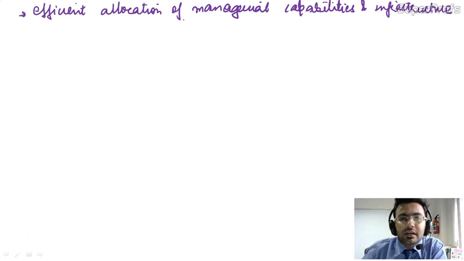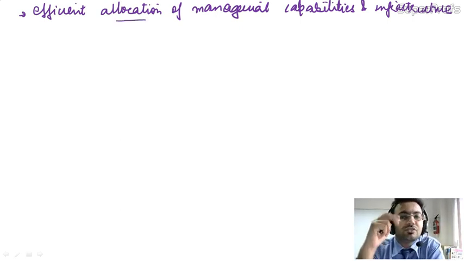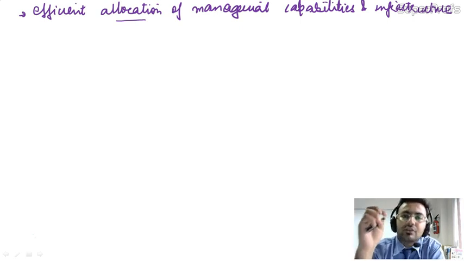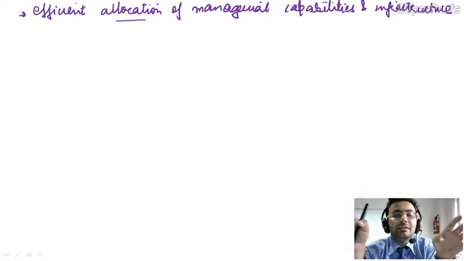So such kind of allocation of managerial capabilities: an Indian company which is a master of human resource has entered into a merger with a Japanese company which is a master in technology. So human resource plus technology is going to lead the market. That is their vision. That is their goal.